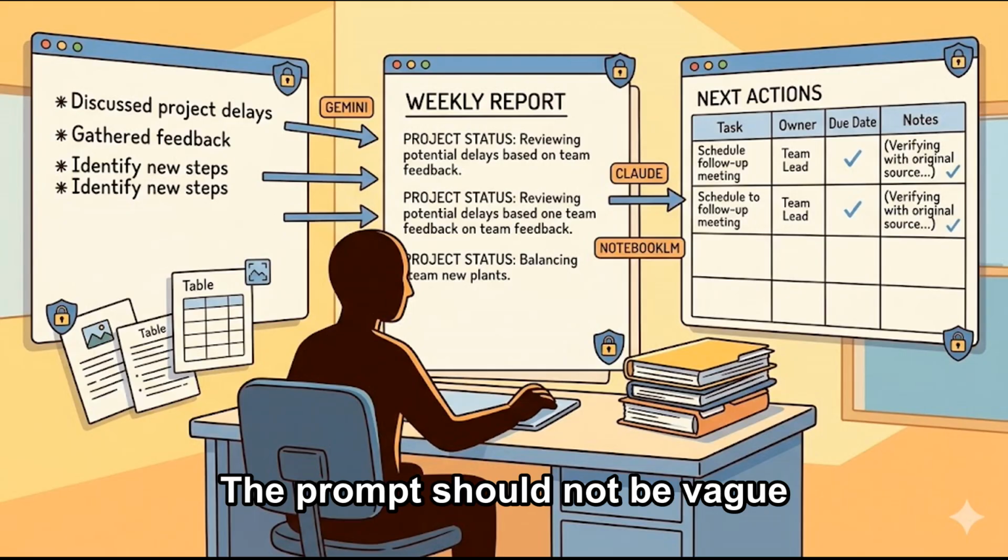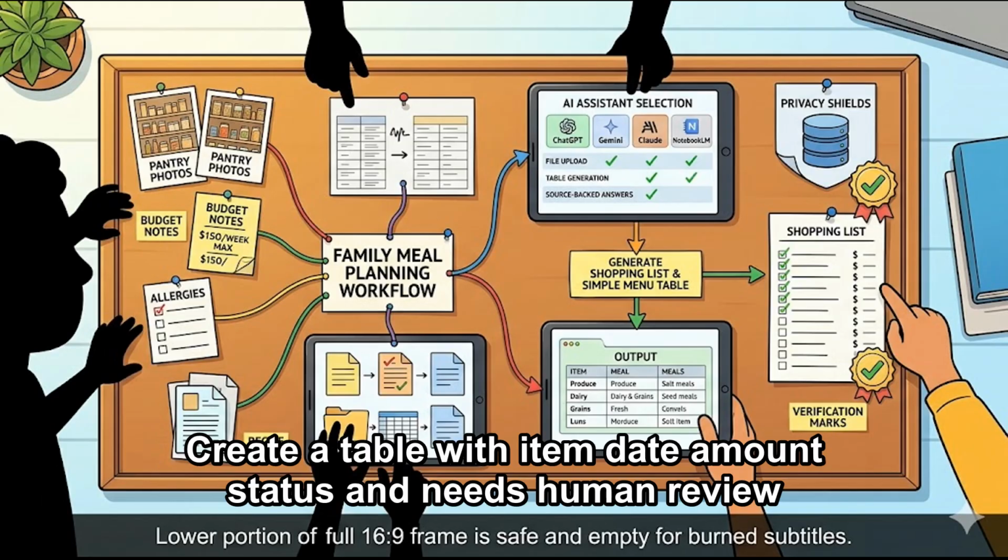The prompt should not be vague. Instead of saying, "Summarize this file," say this. Only use information visible in the file. Create a table with item, date, amount, status, and needs human review. If you are unsure, do not guess. Mark the cell as uncertain.